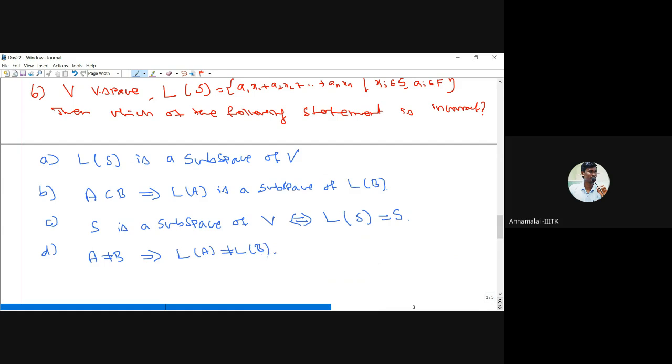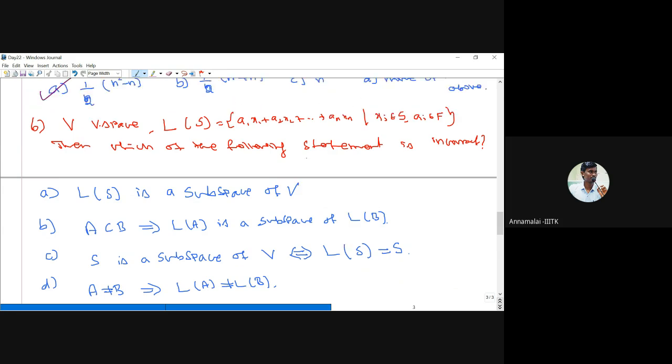Okay. Now, S is any set in the vector space. The L of S is always a subspace. Why? Since these a's vary over the field F, if you take all the a's to be 0, we get 0 is a member of L of S. Therefore, the identity element is there. Again, if you add two linear combinations, we get a new linear combination of elements of S. Therefore, the sum is also there.